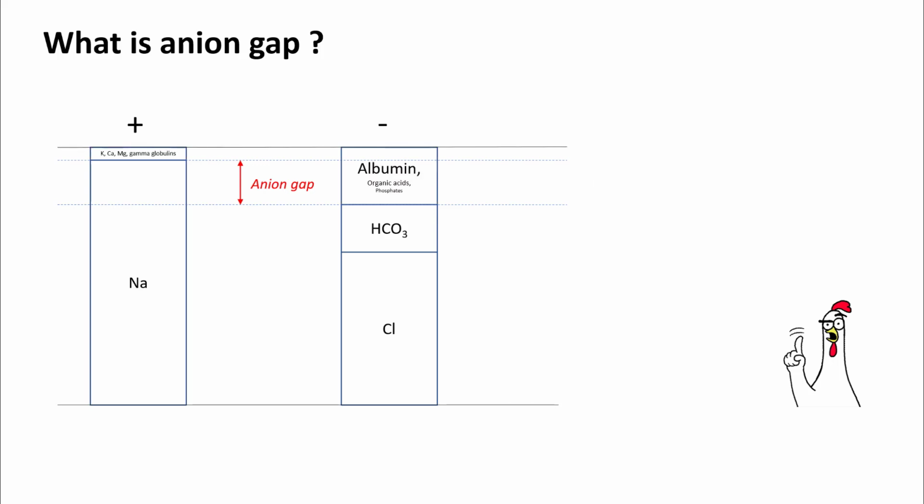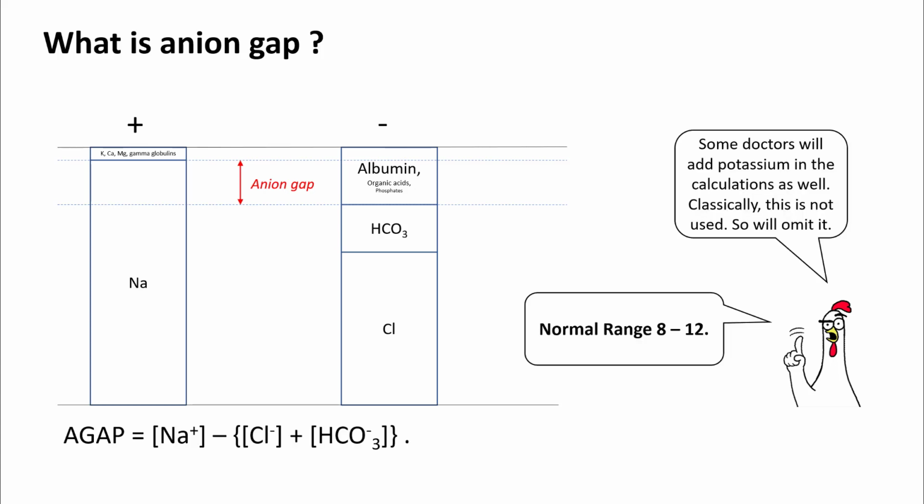Now we know there are multiple other positive and negative ions present in your serum, but we still use anion gap, and the way we define it is the difference between the positive measured ion, which is sodium, and the negative measured ions, which are chloride and bicarb. Normal range is 8 to 12.